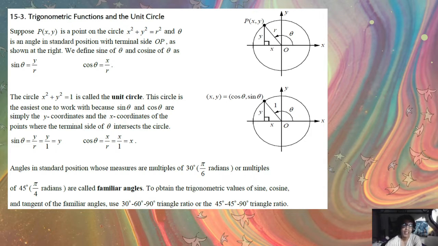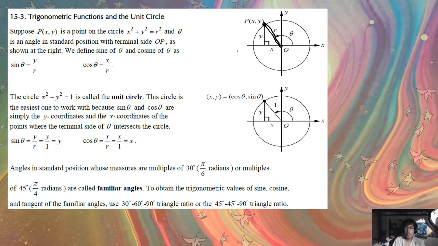So this is going to be our last lesson for geometry. It's on trigonometric functions on the unit circle. Suppose that we have x and y as our coordinates on our circle here. The general formula for finding the equation of a circle is of course given by x squared plus y squared is equal to r squared, where theta is an angle in standard position with terminal side OP. So this is the side where theta ends, as shown at the right.